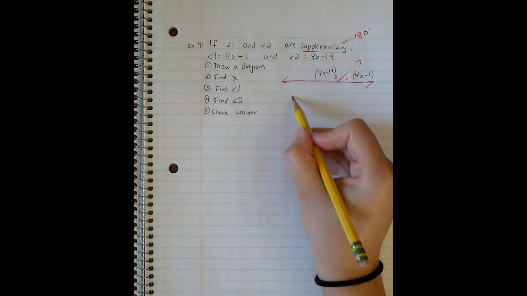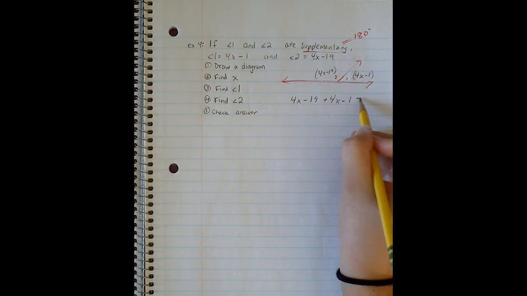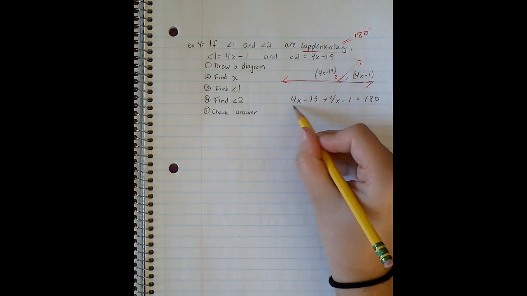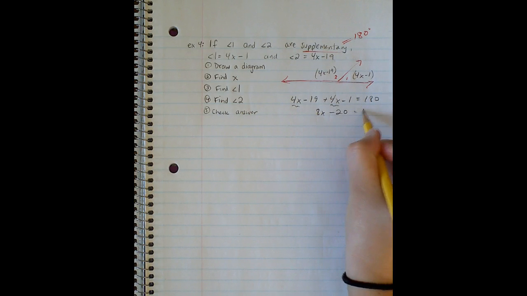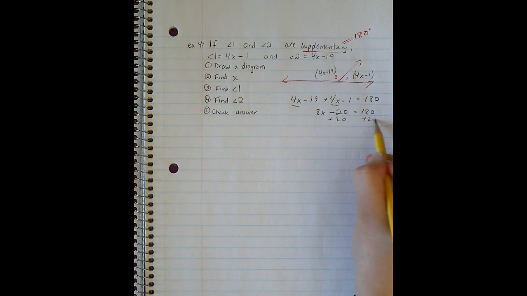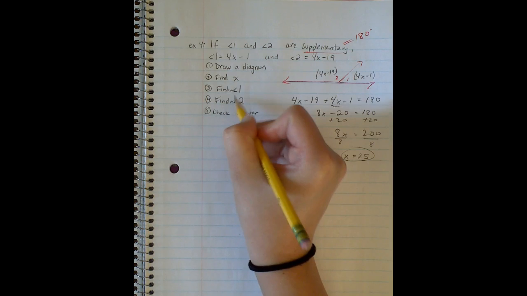So in order to solve for x, I'm going to write my equation by adding these two angles to equal 180 degrees. And then we can solve for x. So we have 8x minus 20 equals 180. Since this is subtraction, I'm going to always do the opposite. So x is 25.